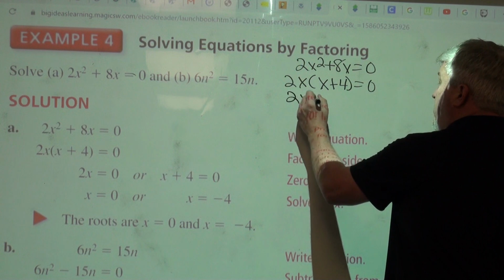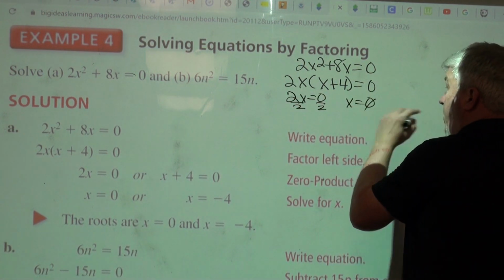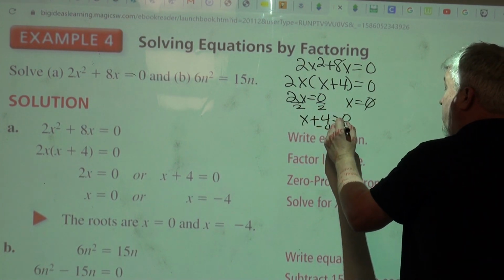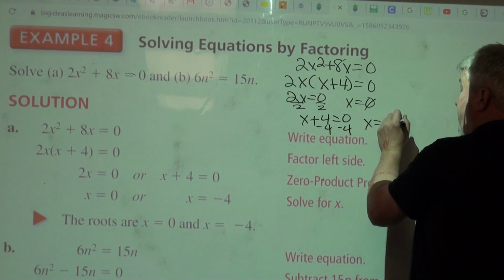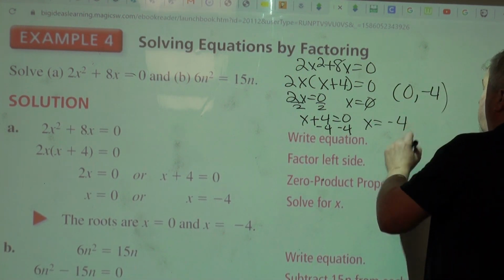2x equals 0. Divide by 2. x equals 0. Or x plus 4 equals 0. Subtract 4. And x equals negative 4. So my two answers here are 0 or negative 4.